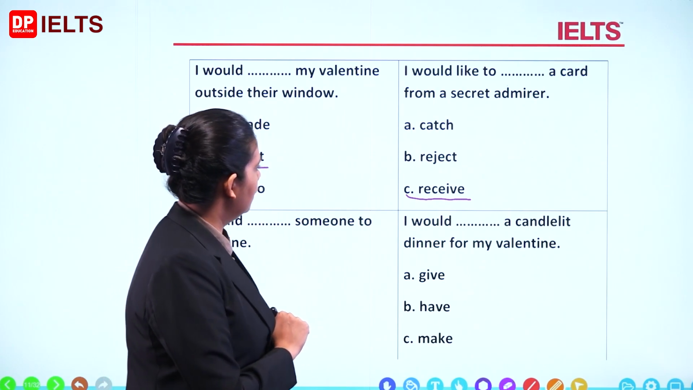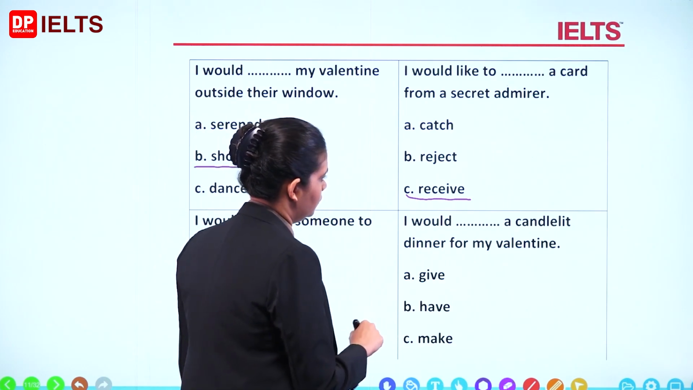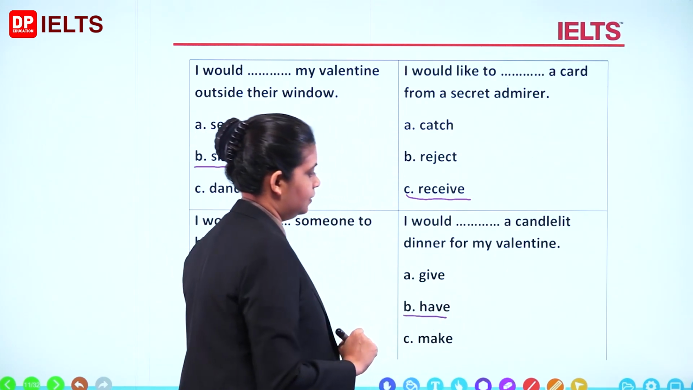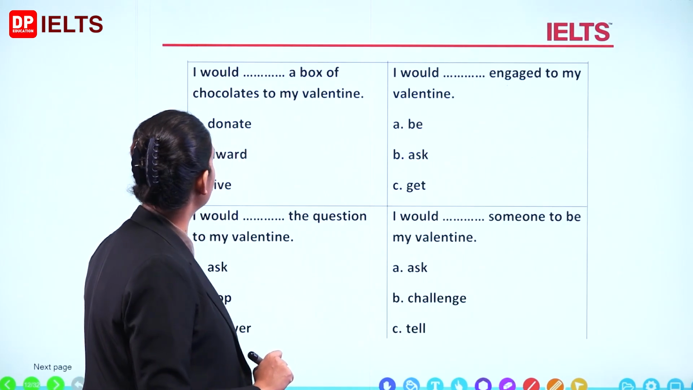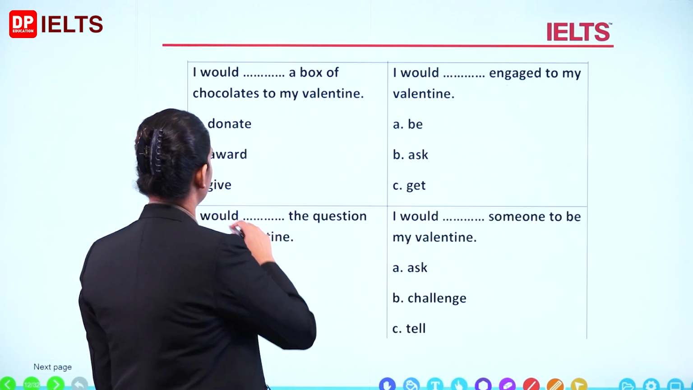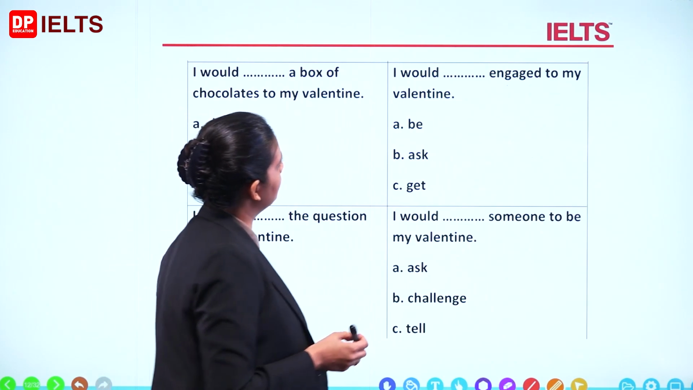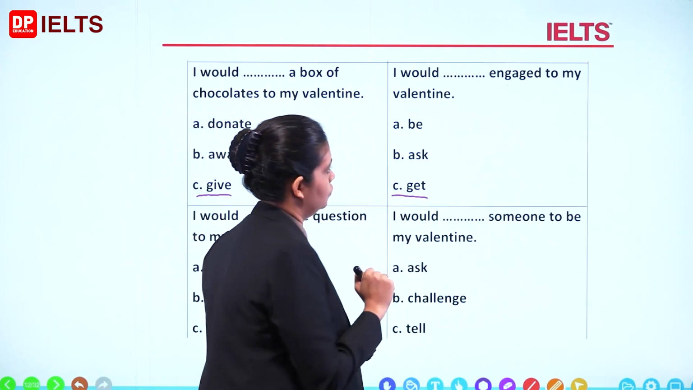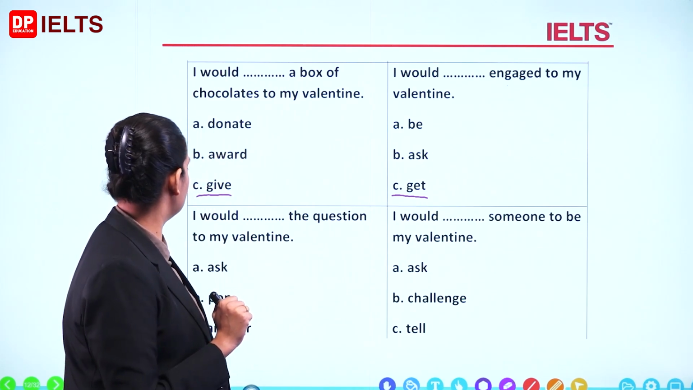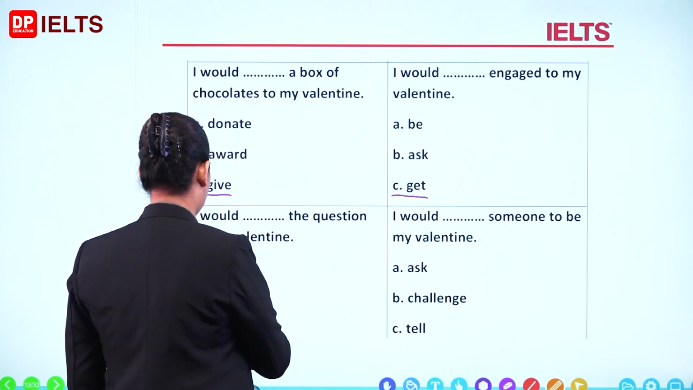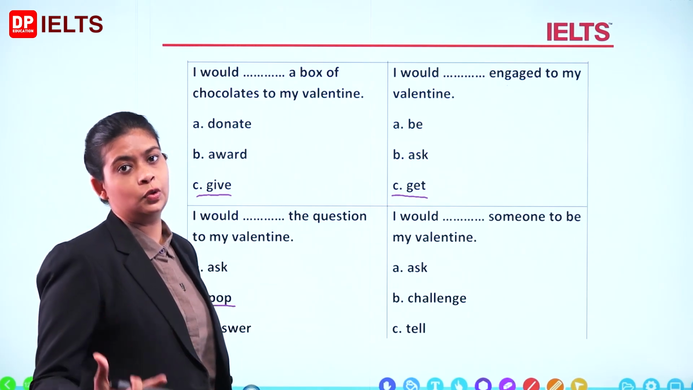Okay. I would have a candlelit dinner for my Valentine. Okay. Next one, I would give a box of chocolates to my Valentine. I would give. I would get engaged to my Valentine. I would get engaged. Okay. I would pop the question to my Valentine. I would pop the question. Okay, pop the question again. Ask him or her if you could marry me.